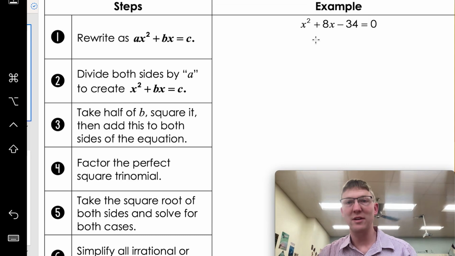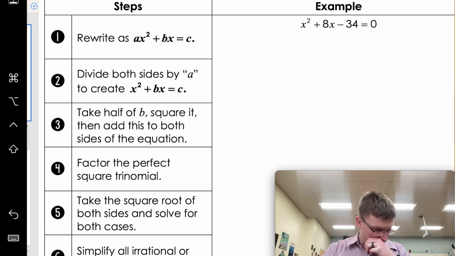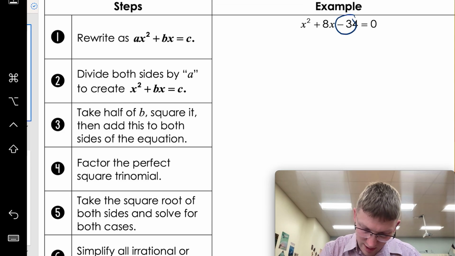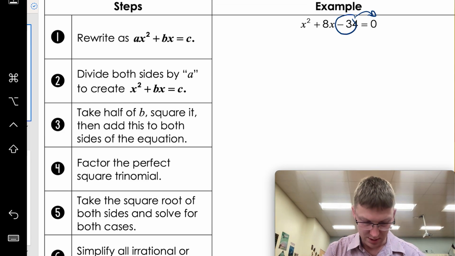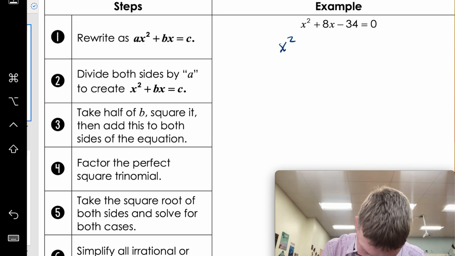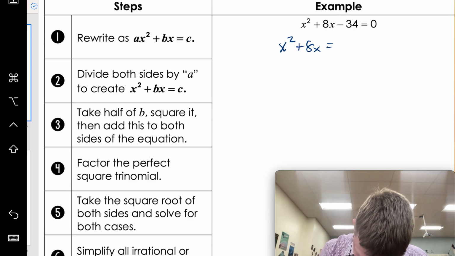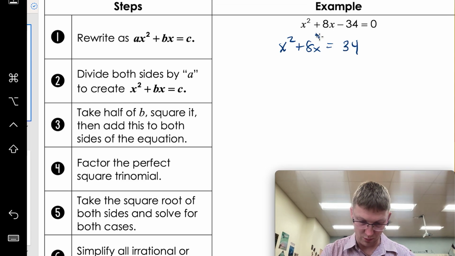Okay, here we go. So what do these things look like? We're going to solve this by completing the square. We've got our steps over here, and we've got our example over here. So let's try it out. Step 1: rewrite it as ax squared plus bx equals c. Basically, we're moving this term over here because we want to control what number that is, so that we know it's a perfect square trinomial. So we've got x squared plus 8x equals 34. Now we're going to complete the square right there.